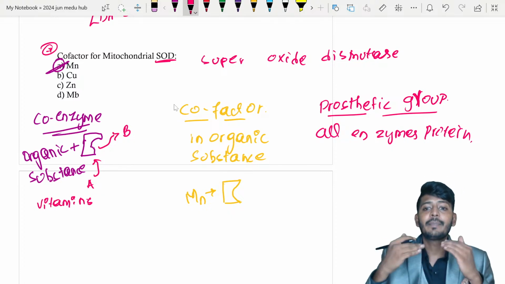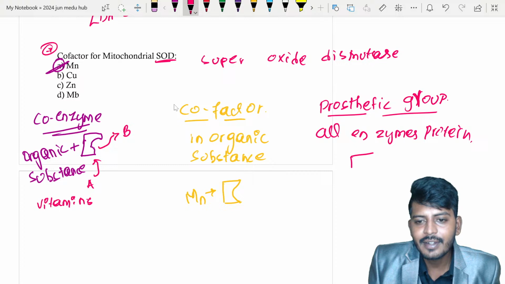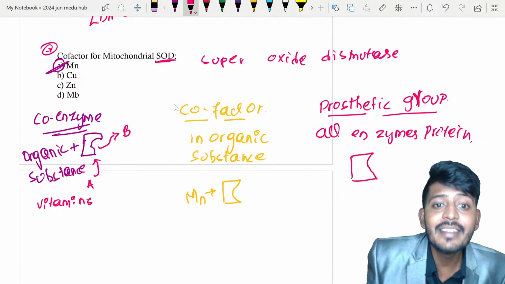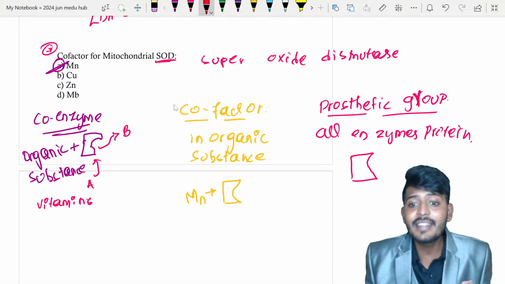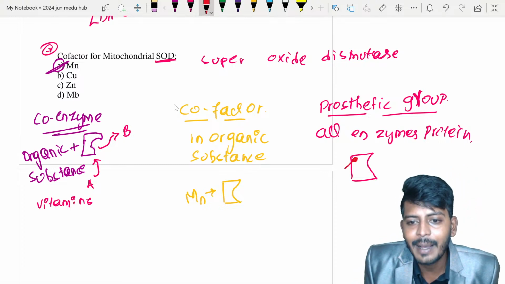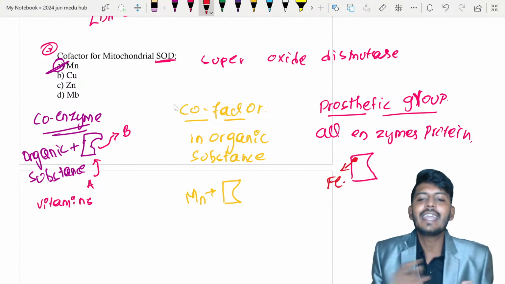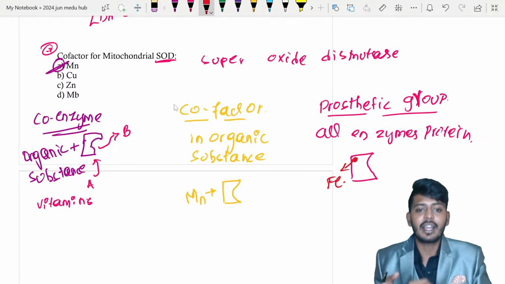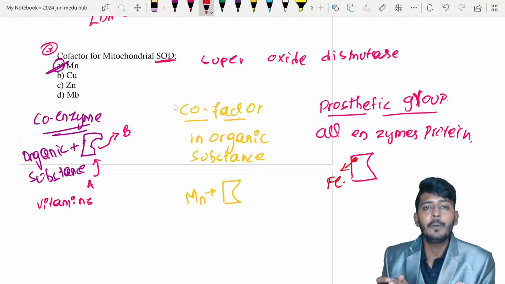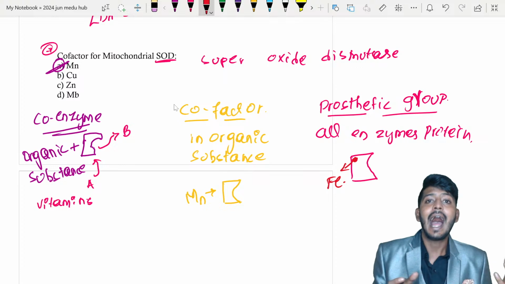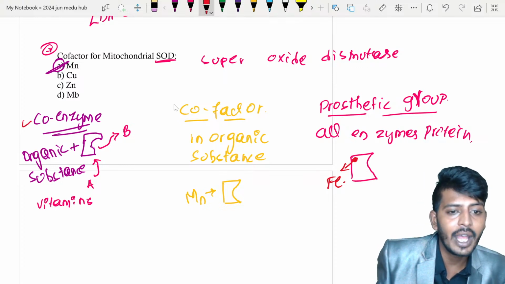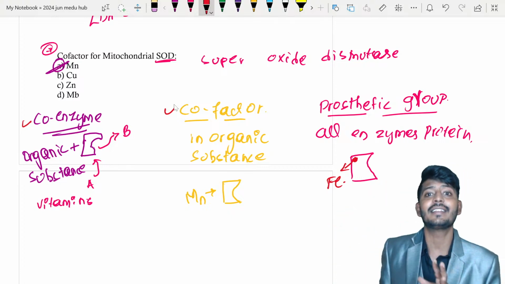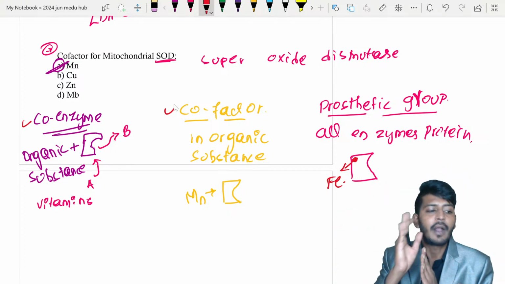Along with the protein, something else will be there. Meaning this was the structure of the enzyme. This is the structure of the enzyme. Within the enzyme, inside of the enzyme, I had, for example, iron. Then we will call it a prosthetic group. Means it is present within the structure of the enzyme, prosthetic group. If it is coming from outside and helping the enzyme, then it is a coenzyme or a cofactor. So if any substance is present within the enzyme, then we will call it a prosthetic group.